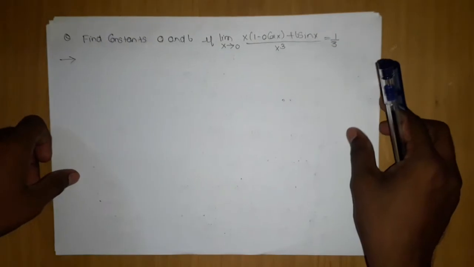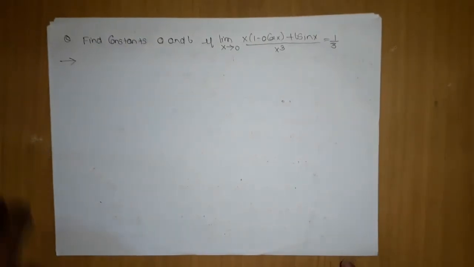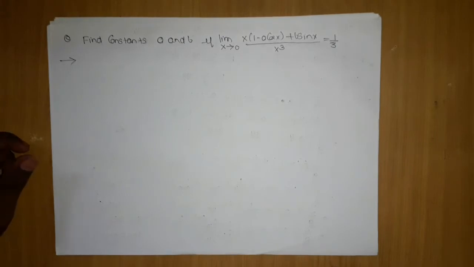This is the question which we are going to do in this session. Find constants a and b if limit x tends to 0, x into (1 minus a cos x plus b sin x) the whole upon x cube equals 1 by 3.